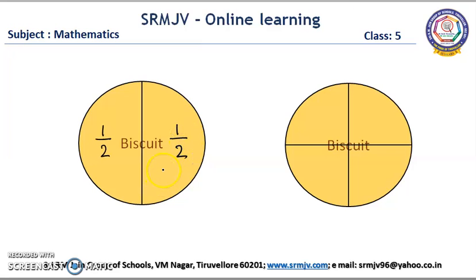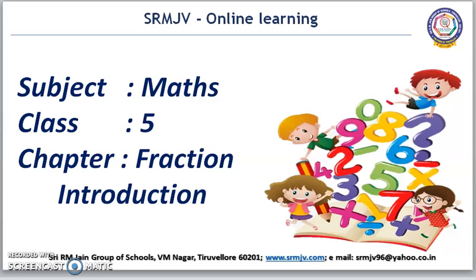1/2. If you want to share a biscuit with 4 children, then we will divide a biscuit into 4 equal parts, isn't it? Each part is 1/4. Isn't it, ma? 1/4. So, our next chapter is fractions. Okay? Here we are going to learn something new about fractions.